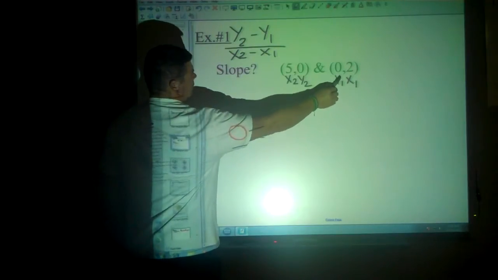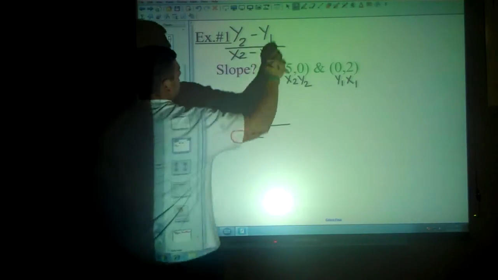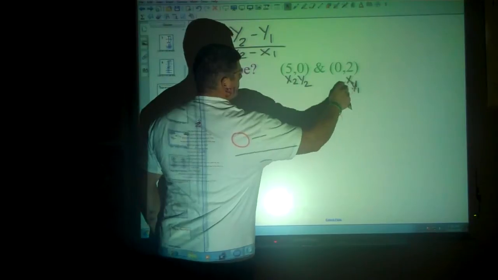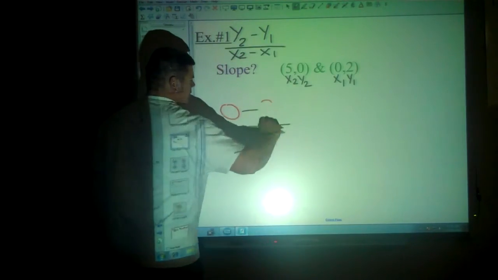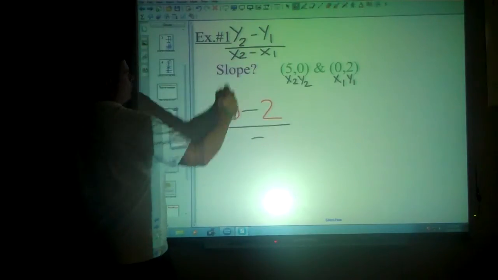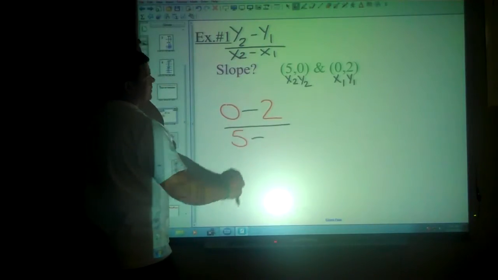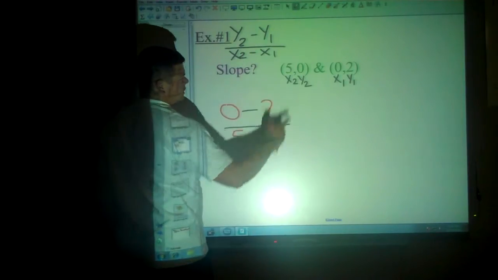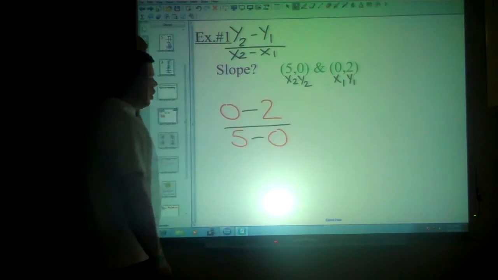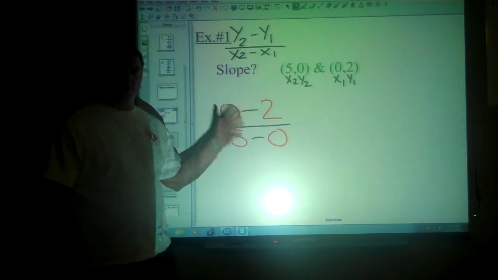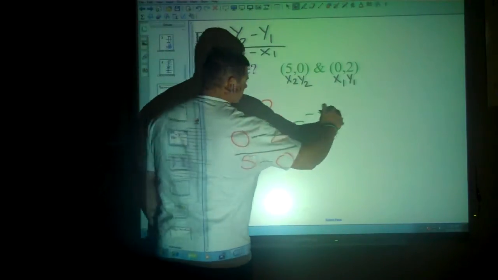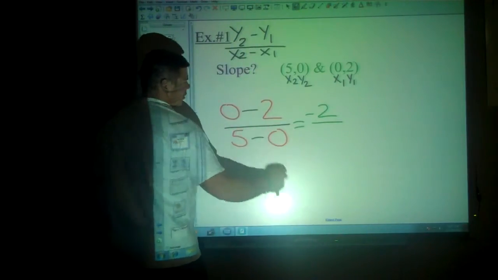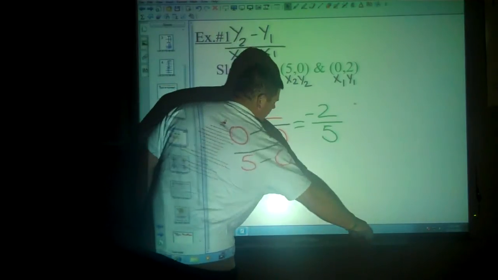Y sub 1, oops, somebody didn't catch this for me. Those need to be backwards. There we go. Y sub 1 is 2. And then down below, according to the formula, is x sub 2, which is 5. And x sub 1 is 0. And all you have to do is do your math on the top and your math on the bottom, and you will have the slope. 0 minus 2 is negative 2. 5 minus 0 is 5.